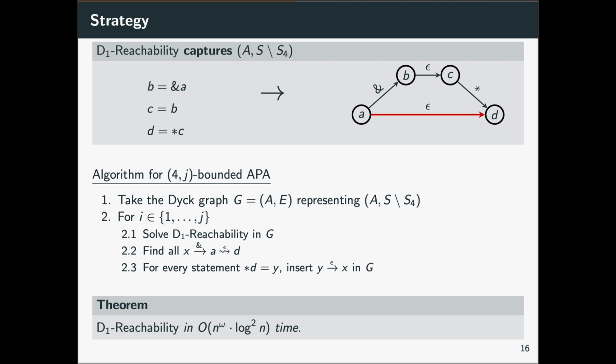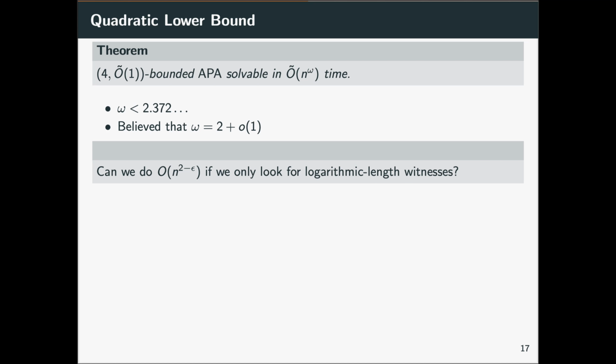Now, let's take a closer look at the new complexity of the analysis under witness bounding. This is essentially n to the omega. In turn, omega is a constant currently around 2.3 and keeps decreasing, while it is believed that the true value of omega is asymptotically 2. So in that limit, our bound of the theorem above becomes almost quadratic.